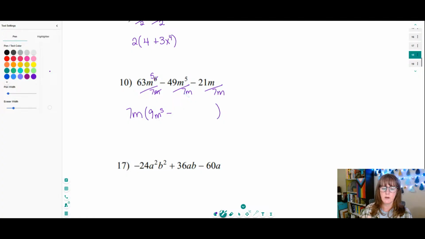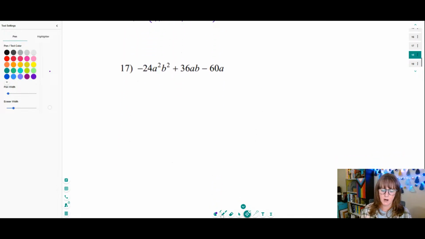Minus 49 divided by 7 is 7. M to the 5th power divided by m, that's going to cancel out one of those m's, leaving us with 4 m's that are being multiplied together. So that's m to the 4th. And then minus 21 divided by 7 is 3. And both of these m's cancel out, so we don't have any other variable with this last term. So that's it. That's as far as we can go with that one.